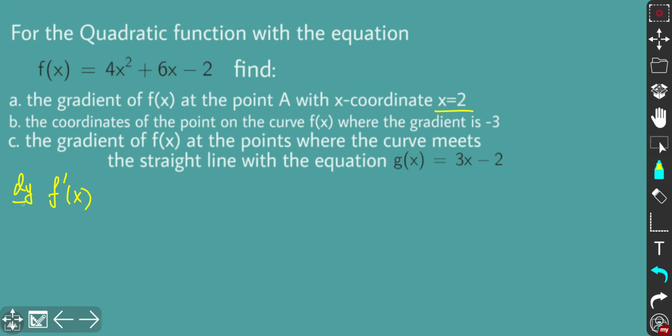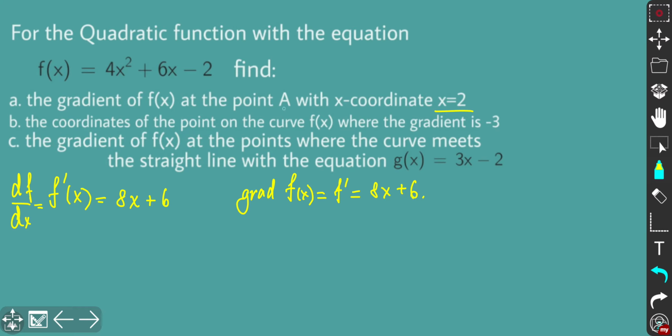So simply you need to find df/dx, or dy/dx. So I put df/dx, and this is f prime. You make the differentiation and you get 8x plus 6. That's the general idea of how the gradient looks. So the gradient is a function of x. The gradient of f(x) is simply f prime, and that's equal to 8x plus 6.